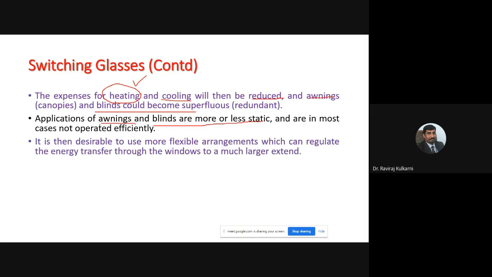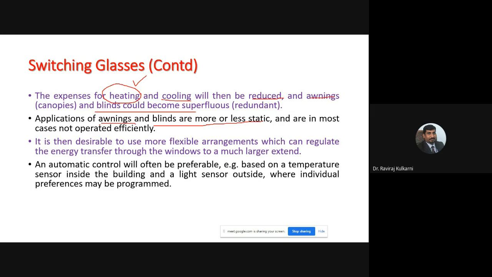So it is then desirable to use a more flexible arrangement. Just like when you switch on the fan, you just press the button. When you press the button, the color of the window changes. It becomes transparent. Suddenly it becomes colored. You don't have to do anything. It's a flexible arrangement which can regulate the energy transfer through the windows to a much larger extent.